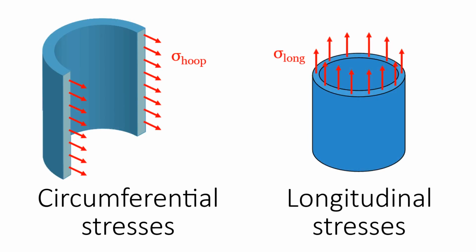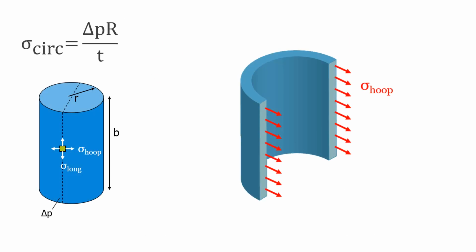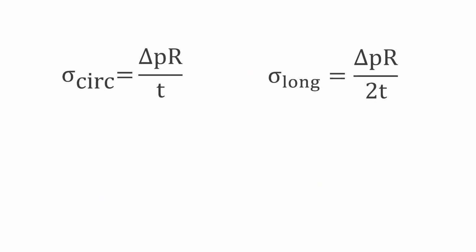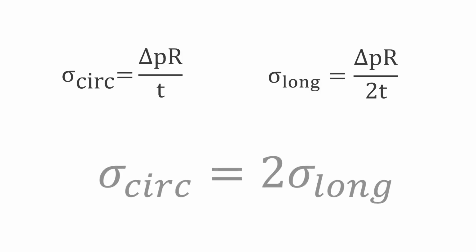We can calculate these stresses via equilibrium equations. As can be seen, the circumferential stresses are dependent on the pressure difference between the inside of the aircraft and the outside, namely delta P, the radius r, and the thickness of the fuselage shell t. Also, the longitudinal stresses can be derived from equilibrium and also depend on the pressure difference, radius, and thickness of the vessel. If we relate the stresses in the longitudinal and circumferential direction, we can see that the circumferential stress is twice the longitudinal stress.